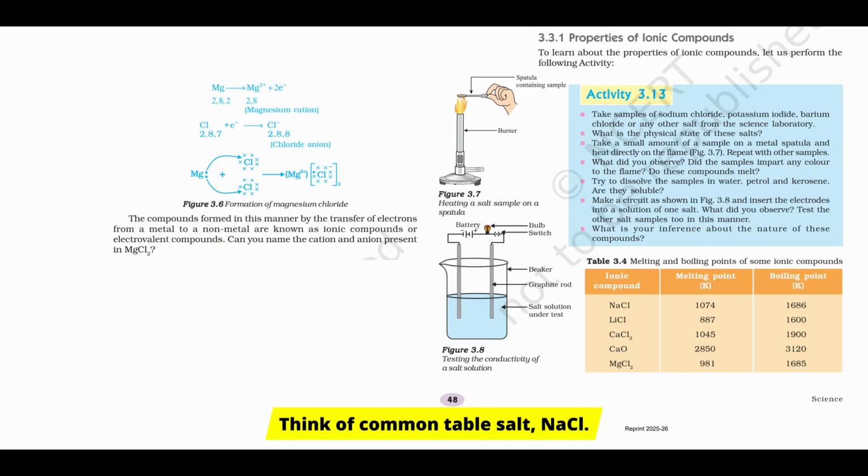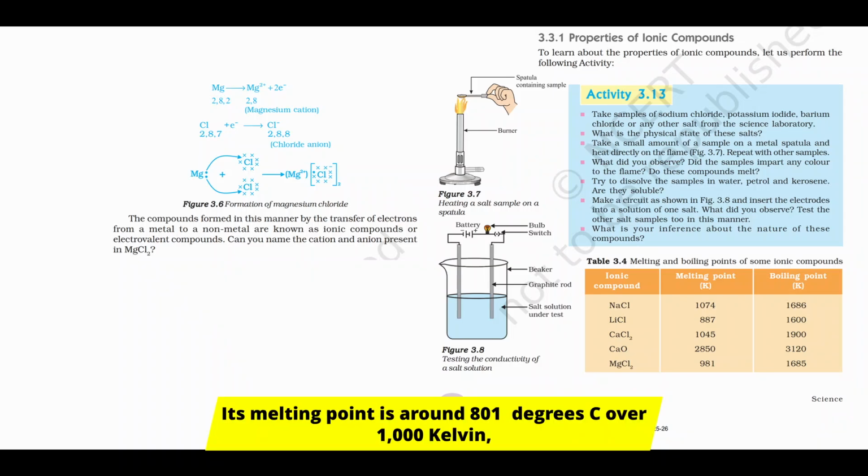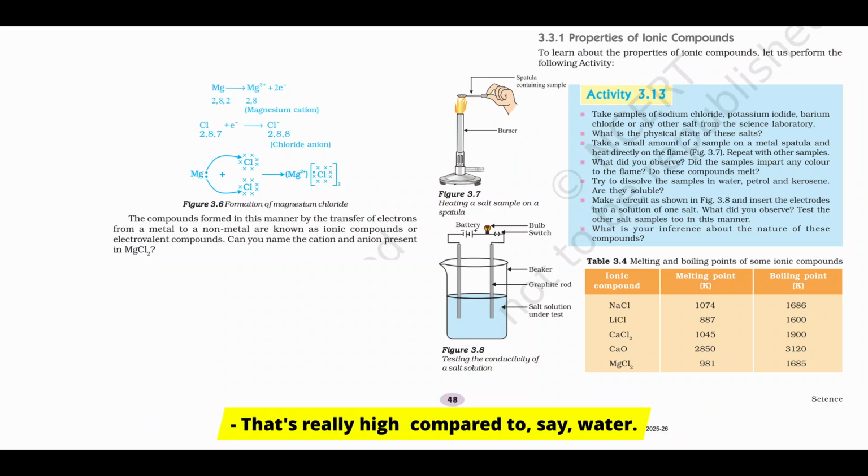Think of common table salt, NaCl. Its melting point is around 801 degrees C, over 1,000 Kelvin, and its boiling point is over 1,400 degrees C, over 1,600 Kelvin. That's really high compared to, say, water. Immensely high.